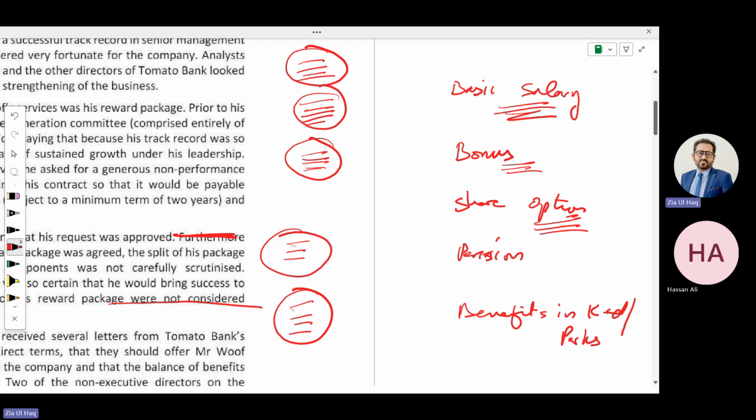And while setting the reward package of Mr. Wolf, we haven't seen any share option included in his reward package. If it had been included, he might have avoided some of the risky strategy and moved towards a less risky strategy with some cover, so that he can maintain performance as well as the position of the company.